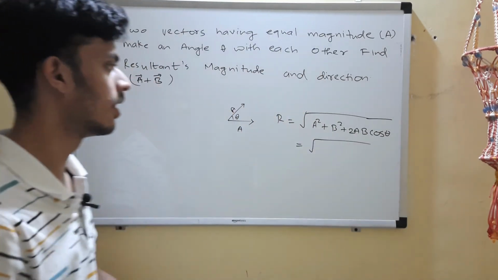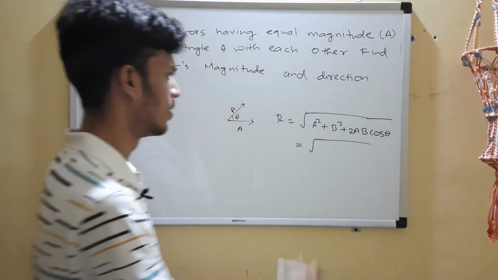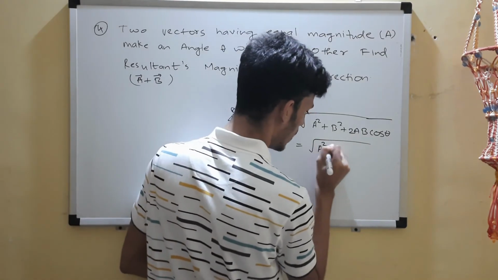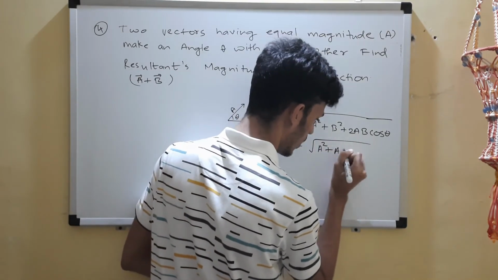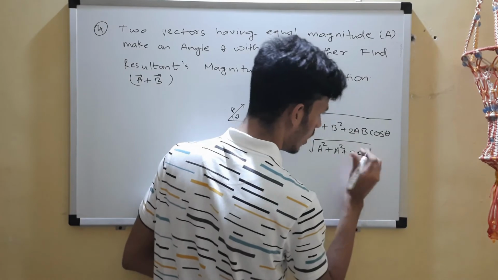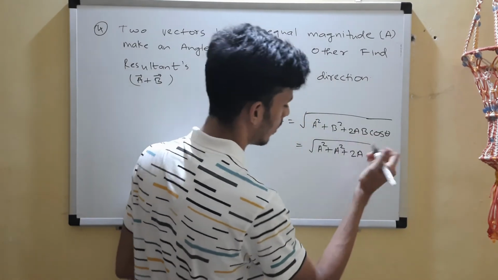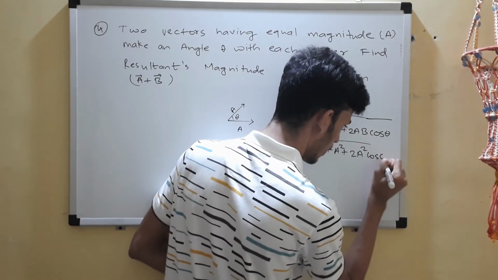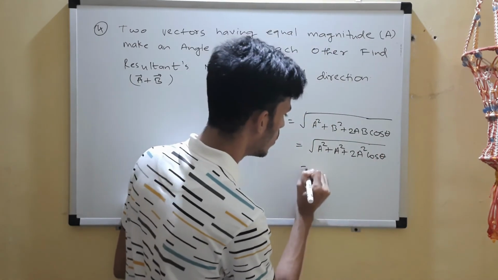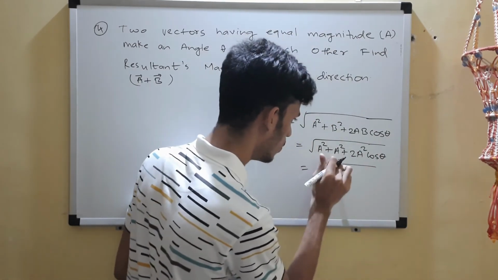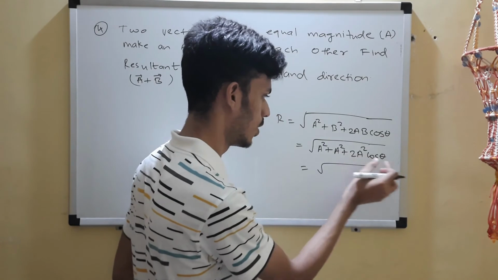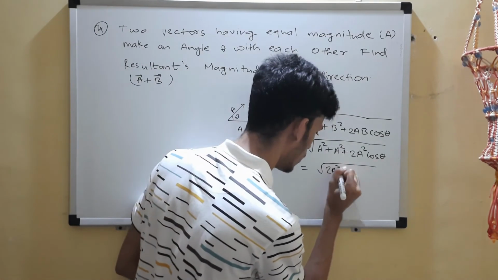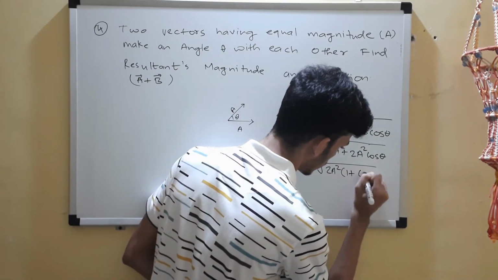So in place of b, both of them have the same magnitude, right? We'll use the letter a. So b is also equal to a. Both of them have the same magnitude. So 2a into b, so a into a, b is also equal to a. So a square, right? Now you can take that 2a square common. Here also you'll get 2a square and 2a square cos square theta. So you can take that 2a square common and 1 plus cos theta.